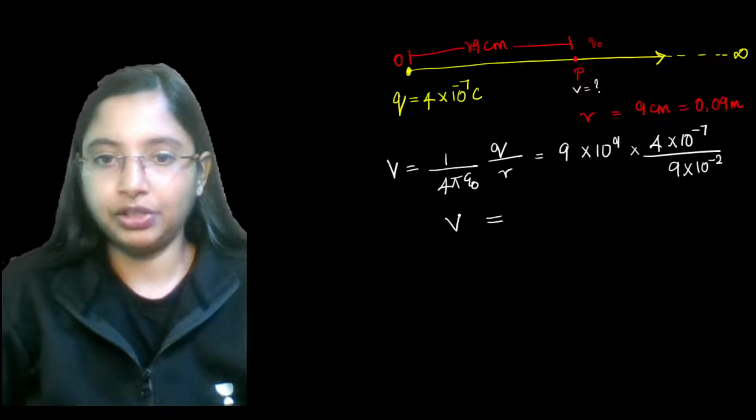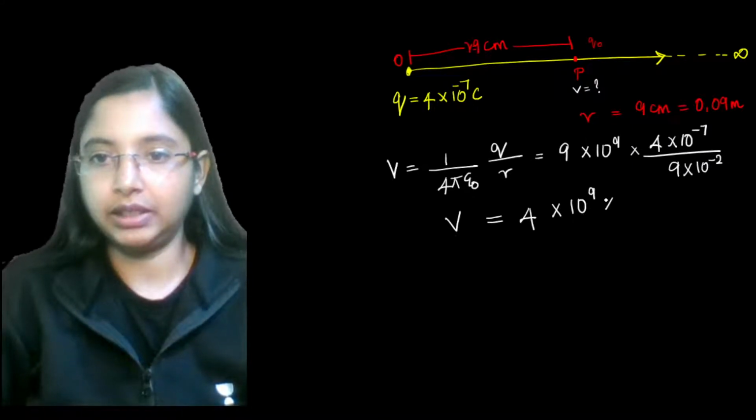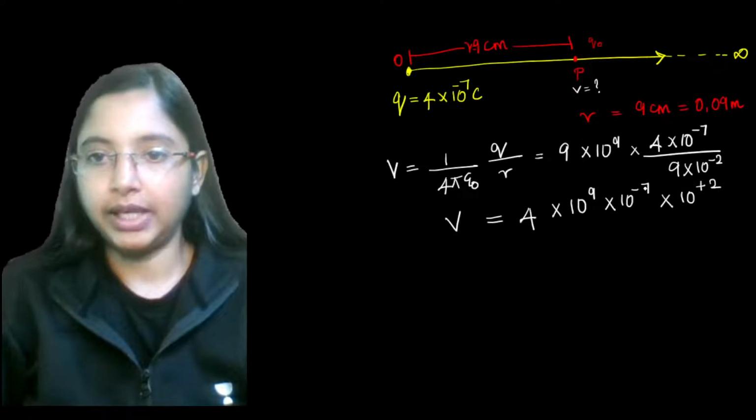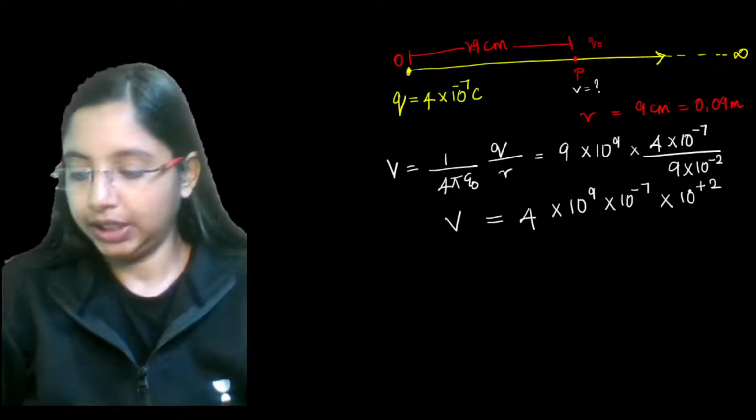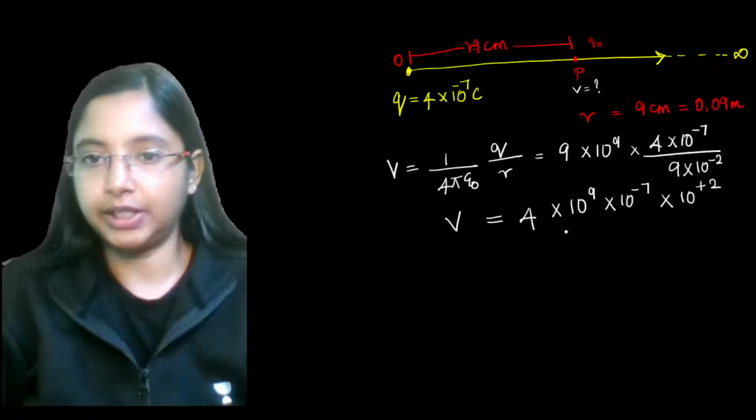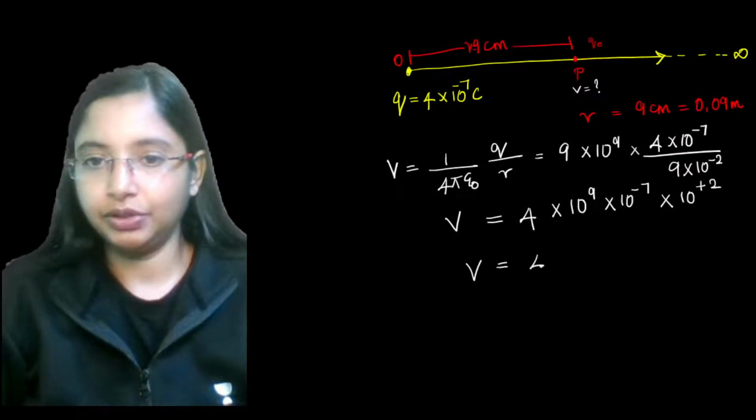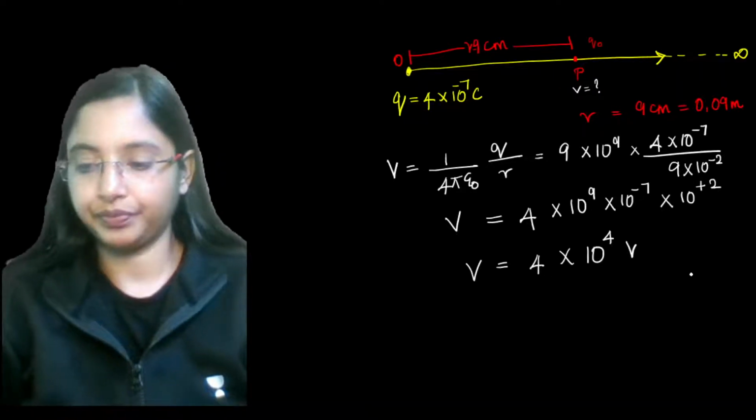Now for the potential, the 9s cancel. So you will have 4 into 10 to the power of 9 into 10 to the power of minus 7 into 10 to the power of minus 2. When it comes up, it becomes plus 2. So 9 minus 7 becomes 10 to the power of 2, and 10 to the power of 2 into 10 squared. That becomes 4 into 10 to the power of 4 volts.